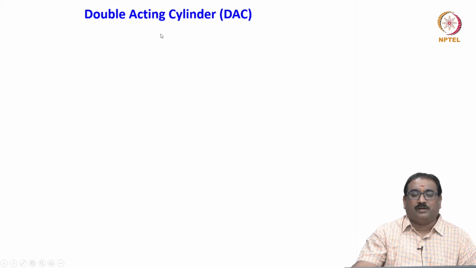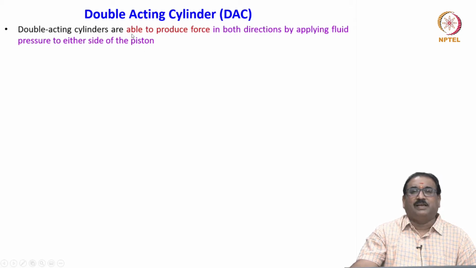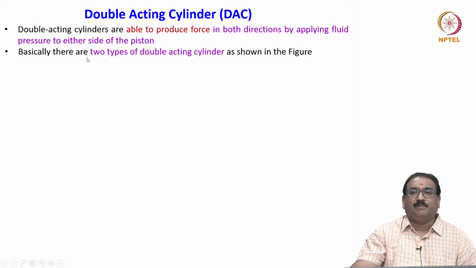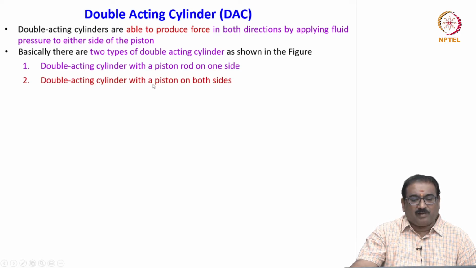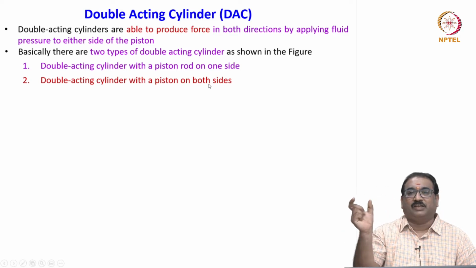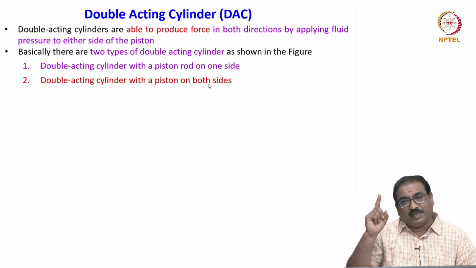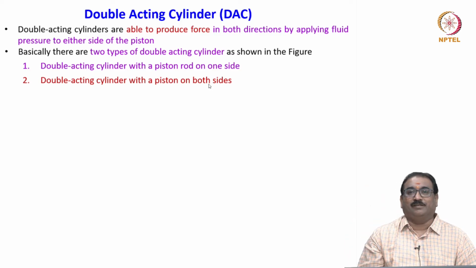Now, we will go on to the double acting cylinders. Double acting cylinders are able to produce a force in both directions by applying the fluid pressure to either side of the piston. Basically, there are two types of double acting cylinders as shown in the figure here. First one is a double acting cylinder with a piston rod on one side, and the second is a double acting cylinder with a piston rod on both the sides of equal area or sometimes a different area also.